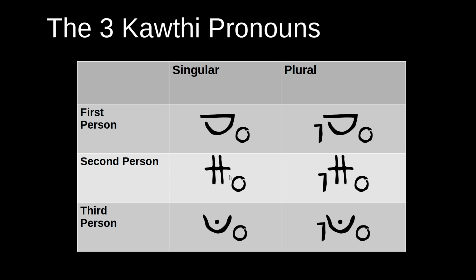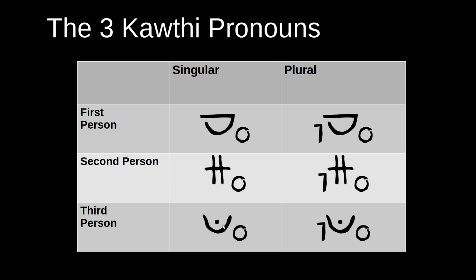The second person pronoun is se. So this is like you or your or yours. Se, remember, s is an interaction or an action involving two individuals. So se is the one involved in the interaction. This is how we say you in Kawthi.